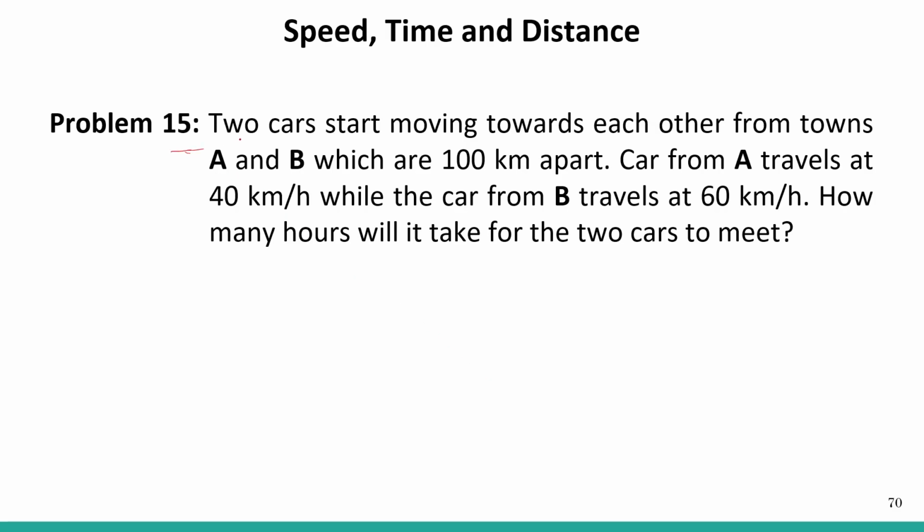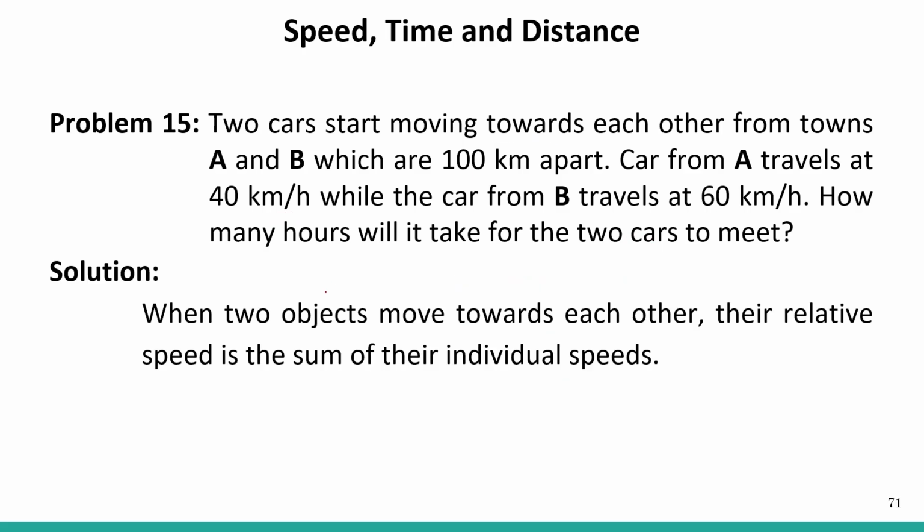Let's see problem number 15. Two cars start moving towards each other, so their directions are opposite, from towns A and B, which are 100 km apart. The car from A travels at 40 km per hour, while the car from B travels at 60 km per hour. How many hours will it take for the two cars to meet? Their relative velocity will be 60 plus 40, which is equal to 100 km per hour, right? So for 100 km it will be 100 by 100, which is 1 hour. So it will take 1 hour for both cars to meet.